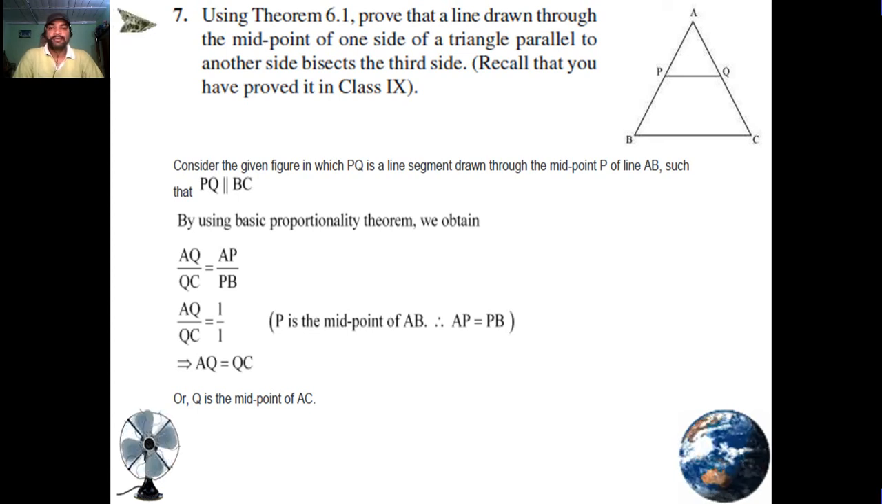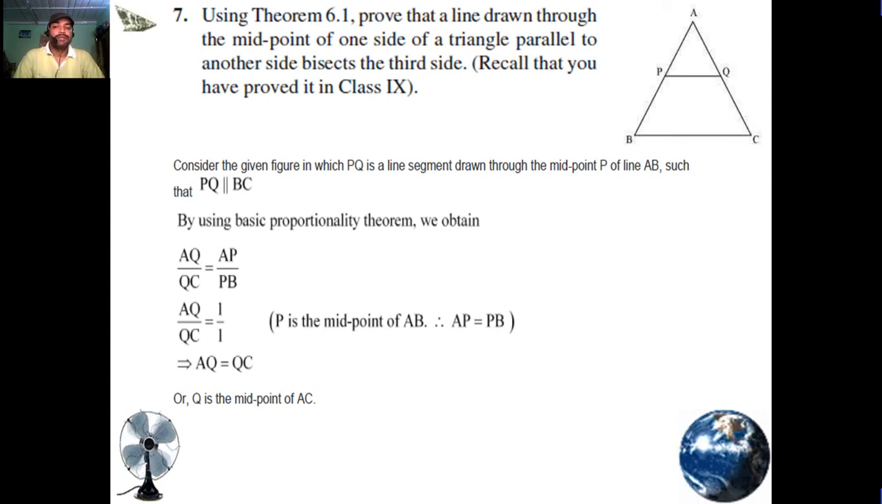Question number 7. Using theorem 6.1, prove that the line drawn through the midpoint of one side of the triangle parallel to the other side bisects the third side. Recall that you have proved this in class 9th. Consider the given figure in which PQ is the line segment drawn through the midpoint P of line AB such that PQ is parallel to BC.